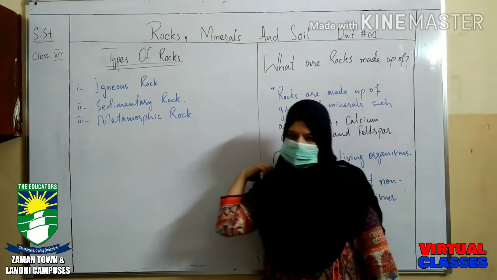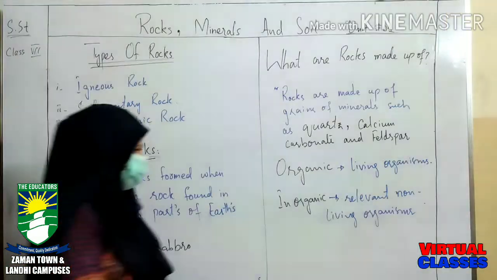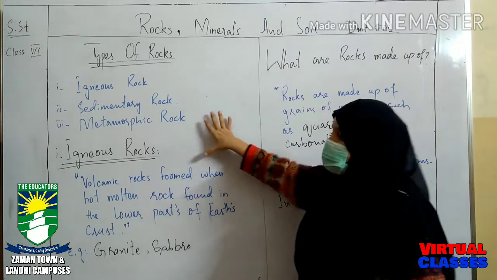The next topic is types of rock: igneous rocks, sedimentary rocks and metamorphic rocks. These are the three main types of rocks. The first example is igneous rock.